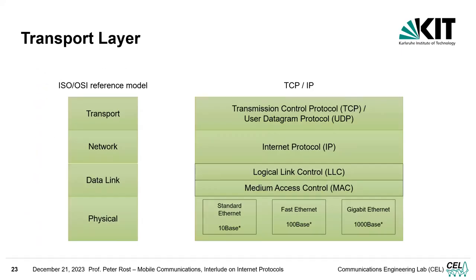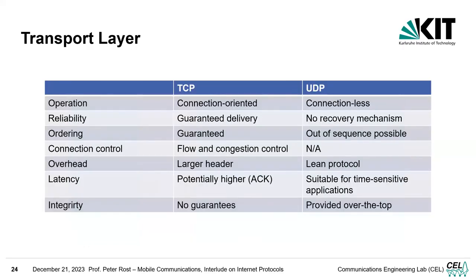Okay, this is again the OSI layer model, just to map it. So we have, again, the physical layer, data link, network layer, and then here the transport layer, where probably the two most important and most often used protocols are TCP and UDP. The difference between TCP and UDP: TCP is connection-oriented, while UDP is connection-less. In TCP, we have guaranteed delivery, while in UDP, you have no recovery mechanisms defined. The ordering in TCP is guaranteed, so it has sequence numbers and makes sure that the data is delivered in order to the application, and in UDP not.